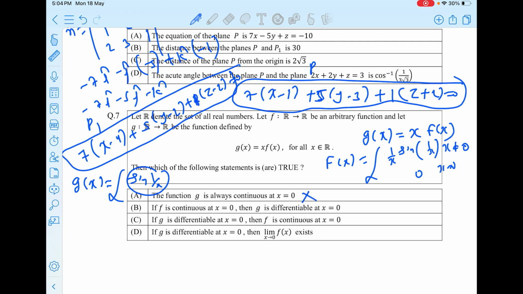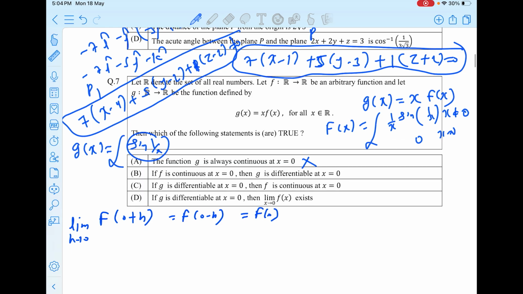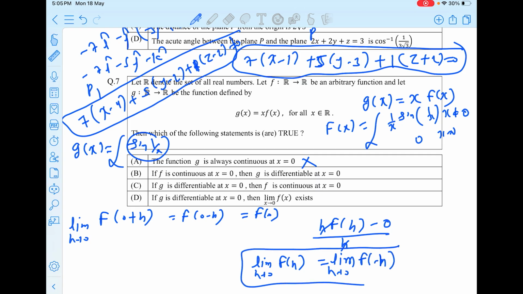If f is continuous at x equal to 0, then is g differentiable? f is continuous means the limit as h tends to 0 of f(0+h) equals the limit of f(0-h), which is equal to f(0). G is differentiable means the right hand derivative is (h f(h) minus the value at 0, which is 0) divided by h. So again what will you get? The limit as h tends to 0 of f(h) is your right hand derivative. Similarly the left hand derivative is the limit as h tends to 0 of f(-h). Because f is continuous, these two are equal. These two being equal means option B is correct.